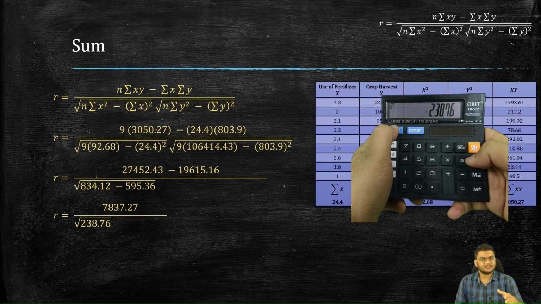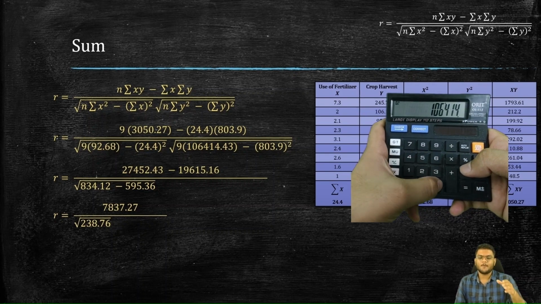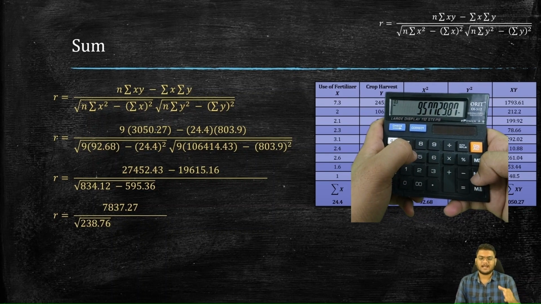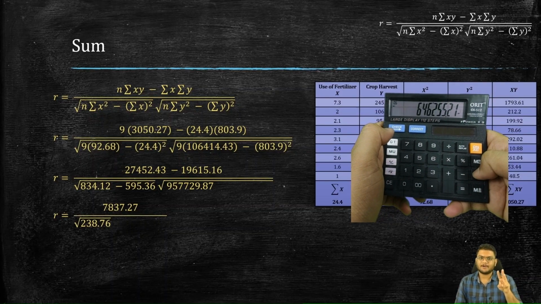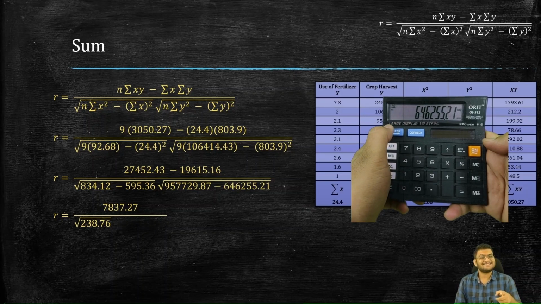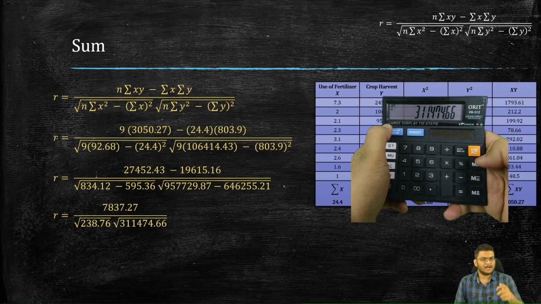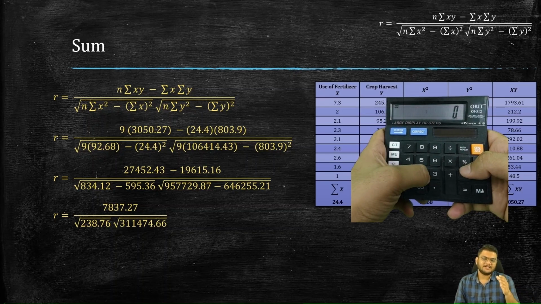Okay. We will do the same method for y, that is 9 multiplied by 1,06,414.43 M plus and 803.9 multiplied by 803.9 M minus. Press the check button 3 times, you will get the value, that is 9,57,729.87, and press the check button 3 times again, you will get the next value, that is 6,46,255.21. Now press the MRC button to get the deduction, that is 3,11,474.66.